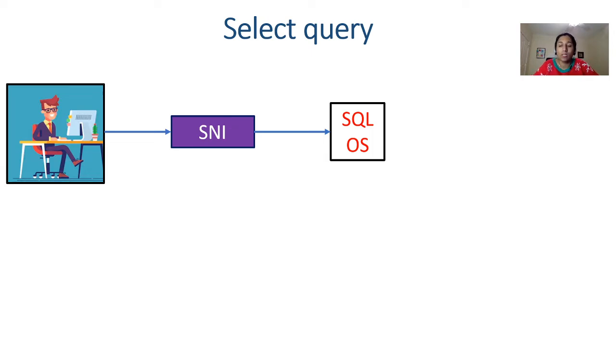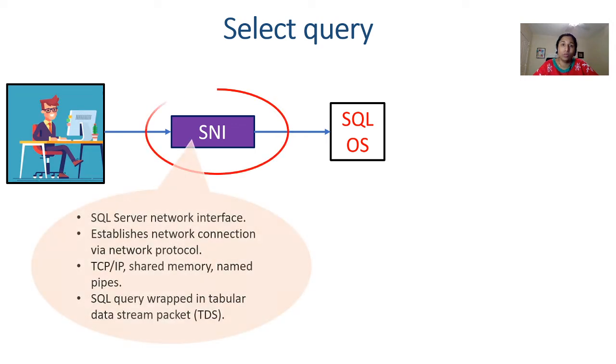There is something known as SQL Server Network Interface, which is also known as SNI. What this SNI does is, it will establish a secure network connection between the SQL operating system as well as the client. Now, the client is our user here. Now, how does the SNI do that? SNI will use the internet protocols to establish the secure network connection. Now, there are different types of internet protocols, right? The TCP/IP, shared memory, named pipes. No matter what kind of internet protocol we use, the process remains the same.